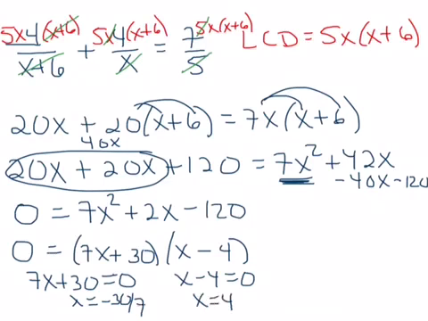Now x equals a negative doesn't make any sense because x is supposed to be a speed. So we're going to cross that one out and keep x equals 4. So our answer is x is equal to 4 miles per hour.